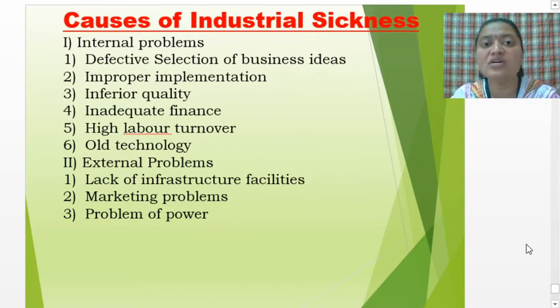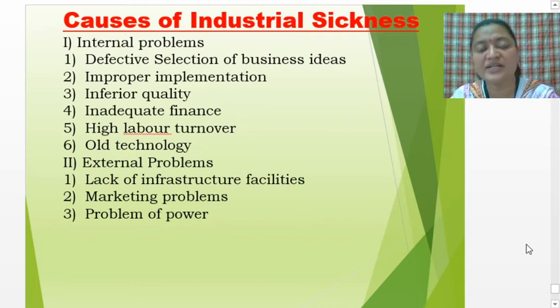Then the next one is old technology. Now what do we mean by old technology? If the industries are using old technology, the old technological machines, tools and so on, then because of that also the industry will become a sick unit, or it will incur a loss. Why? Because they are using old techniques of production. Nowadays, with the advancement of new technological machines coming in, they should adjust and adopt the new techniques. But if the workers keep adopting only the old technology, the industry will come into loss.